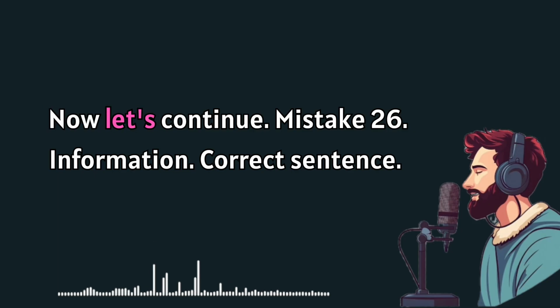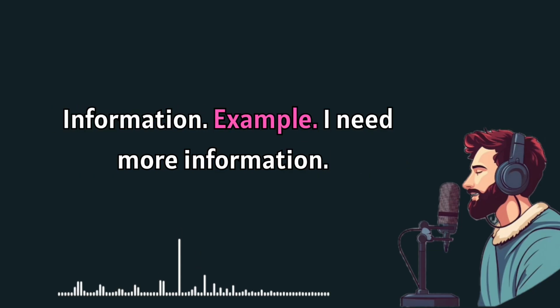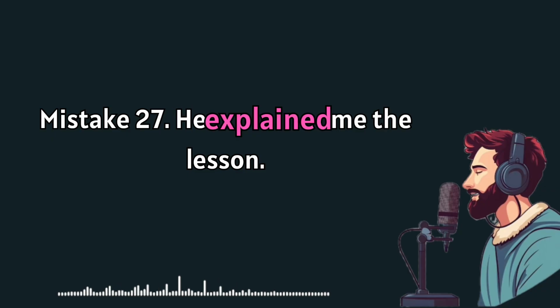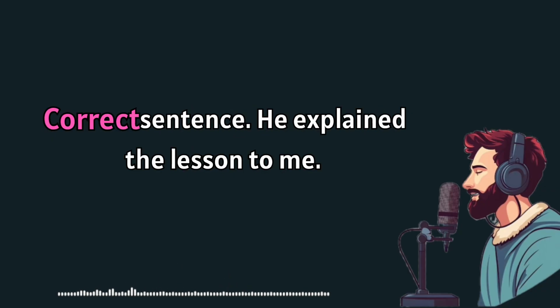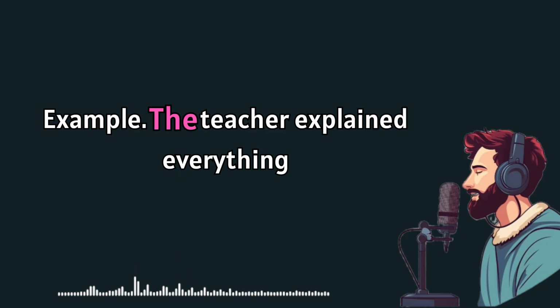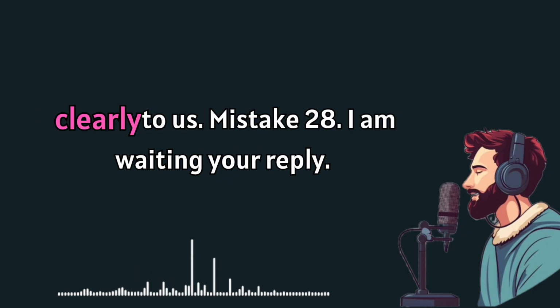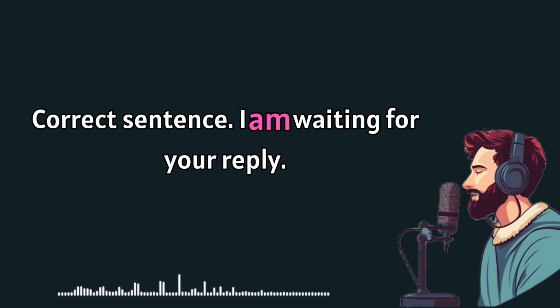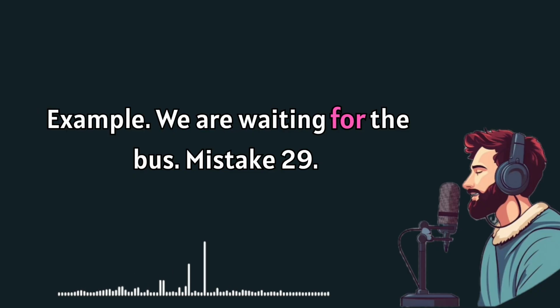Now let's continue. Mistake 26. Informations. Correct sentence. Information. Example, I need more information. Mistake 27. He explained me the lesson. Correct sentence. He explained the lesson to me. Example, the teacher explained everything clearly to us. Mistake 28. I am waiting your reply. Correct sentence. I am waiting for your reply. Example, we are waiting for the bus.